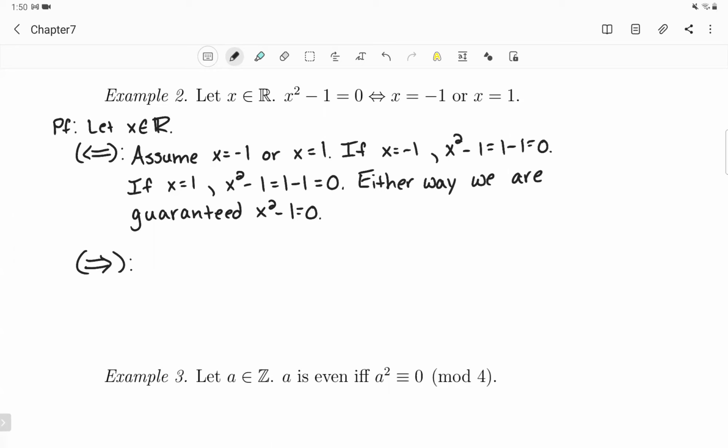All right. Now let's do the forward direction. I'm going to do this using a direct proof. So what do I assume? Assume x squared minus 1 equals 0.